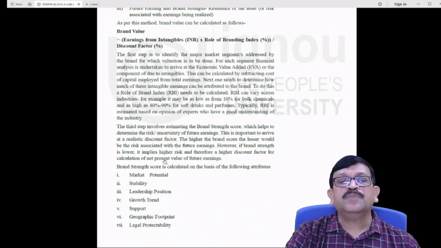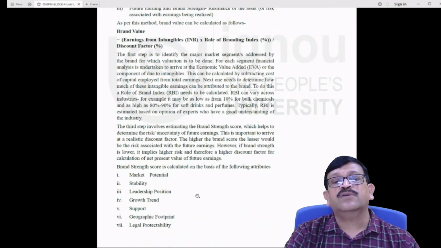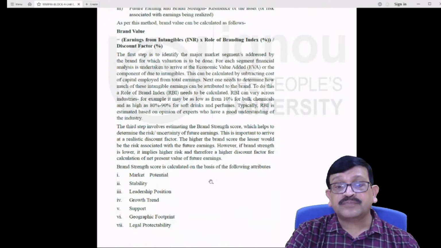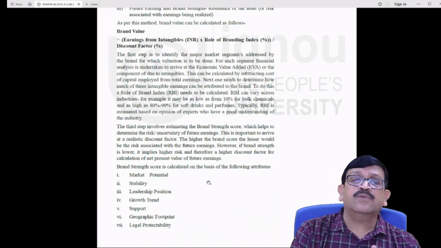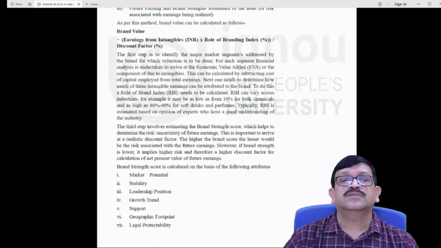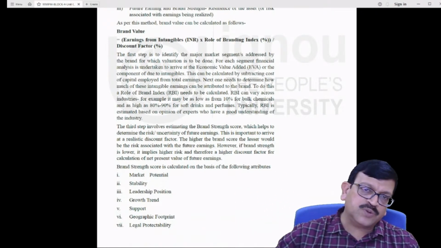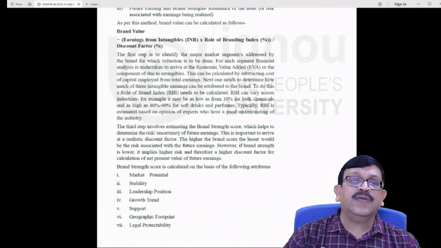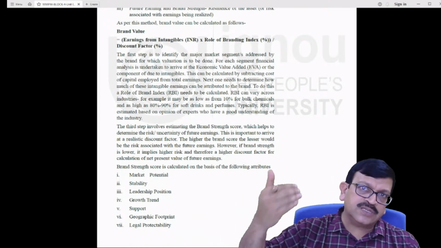So when we talk about the net present value of future earnings, it has to be discounted. Now that discounted factor, when you multiply it with the brand strength score, will give you the total brand strength score, because there could be fluctuations in the profits. As you go further, when we talk about net present value, obviously there is a discounted factor.